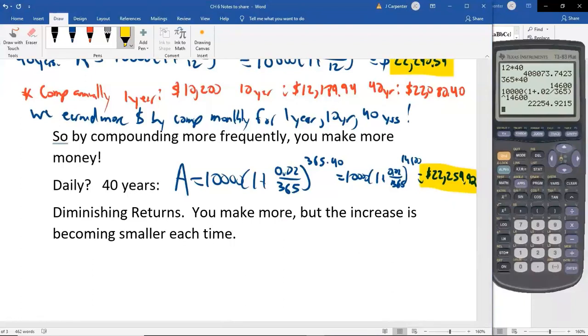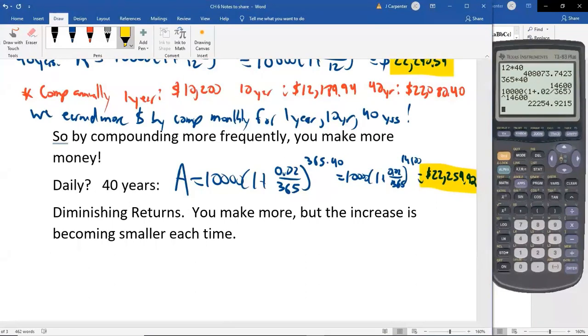So the increase is becoming smaller. I'm not saying that your money becomes smaller. I'm saying how much it goes up is shrinking. So we went up 160 bucks, then we went up 14 bucks. That's what I mean. We still made more money, but the increase has decreased. It sounds weird. I like to call this the Dorito problem.